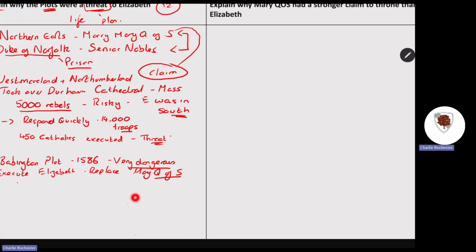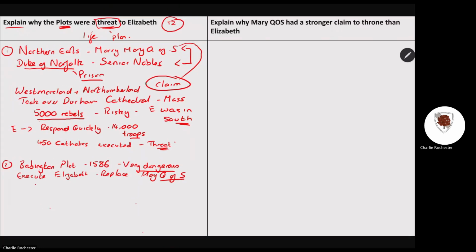Now, the plotters communicated through letters, and it was found out by Walsingham. Remember, it's about knowing the story and showing that off to the examiners.